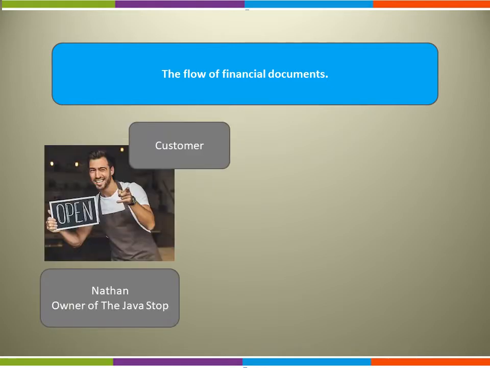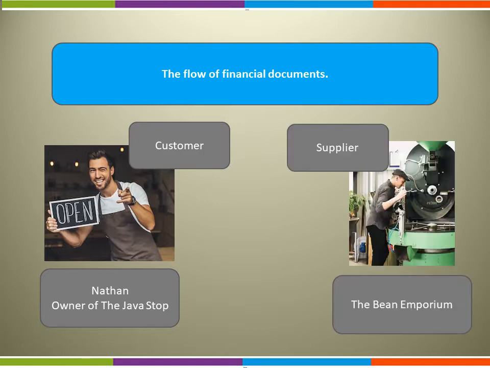Here, our customer is Nathan. Nathan is a young entrepreneur who is the owner of a new coffee shop, the Java Stop. The supplier is the Bean Emporium. They roast and package their own beans, as well as sell accessories to the coffee shop market, such as cafetières.